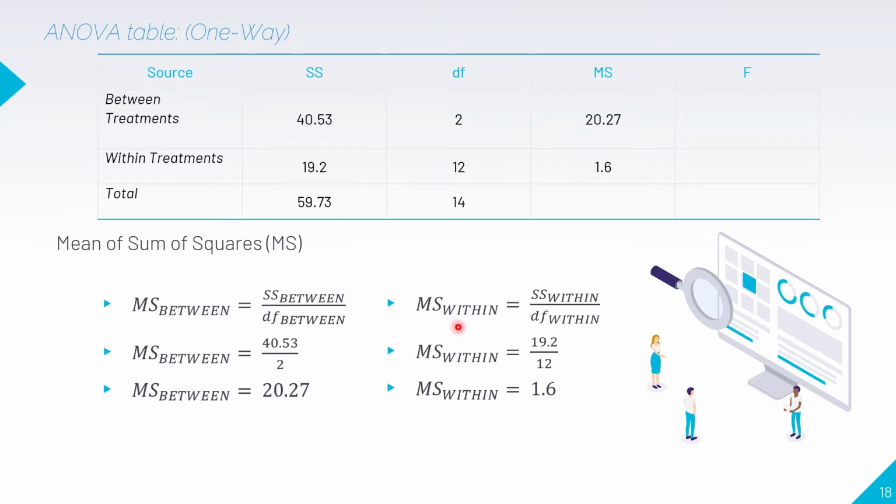For our MS within, we have the same formula, in which we divide its sum of squares by its degrees of freedom. So SS within divided by the DF within, we have 19.2 divided by 12. We have 1.6 as our MS within.